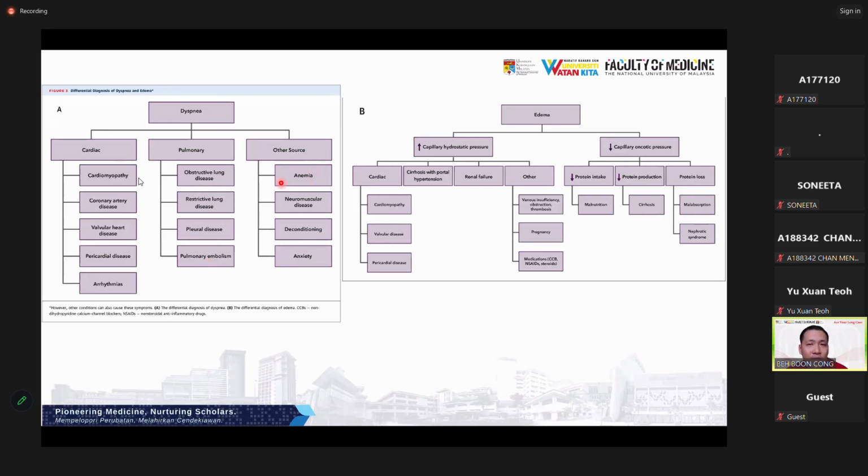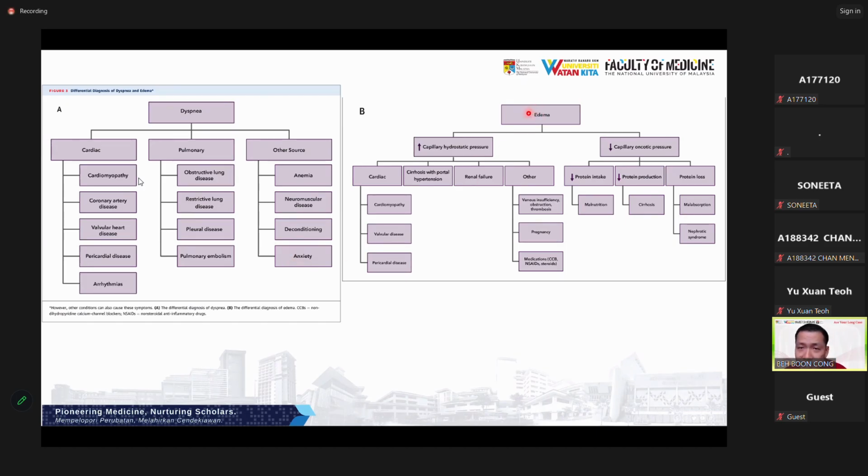Anemia, like chronic anemia and high output failure, can also give you your dyspnea. Neuromuscular, like those patients who have neuromuscular disease, can contribute to the dyspnea. Deconditioning, for example, those patients who have a prolonged hospitalization, prolonged bed bound, can contribute to the breathlessness as well. The last is your psychological cause, anxiety patient.